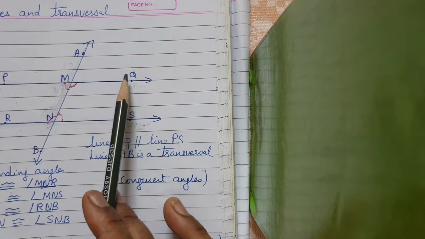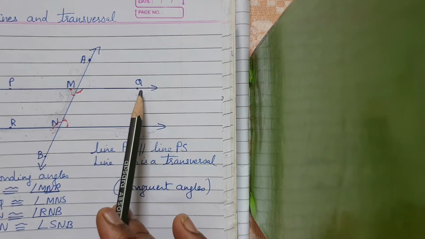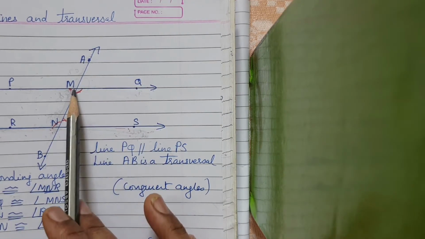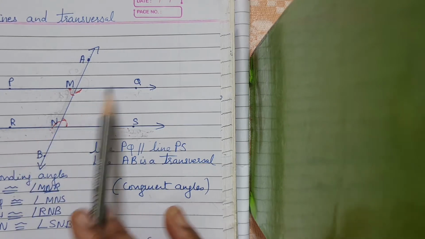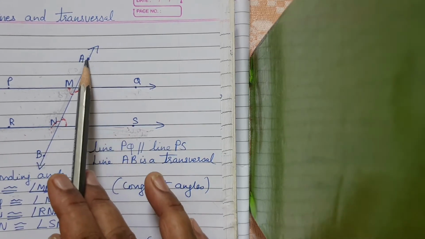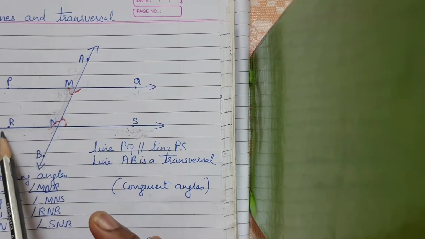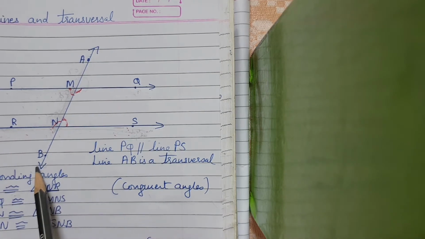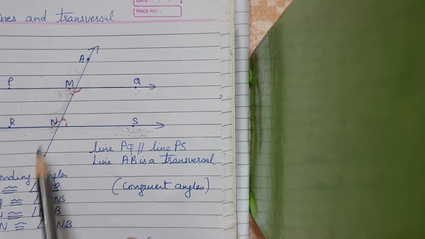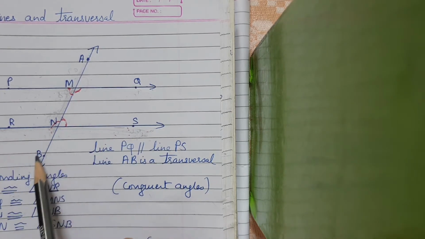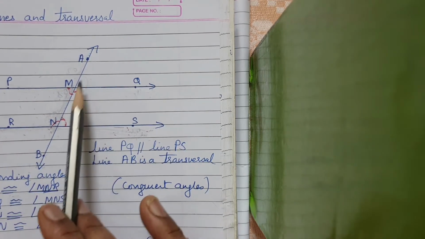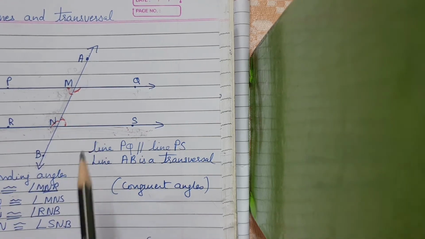Okay. Now which was the other Z which we formed? Angle QMN and angle MNR. So which are the exterior of this? Yes. Angle AMQ and angle RNB. So they are also congruent angles. They are of the same size. Okay. Exterior alternate angles are from the Z. You have to see the outside of the Z.